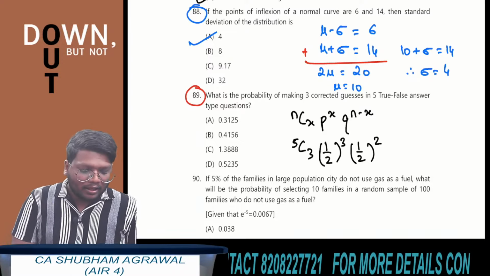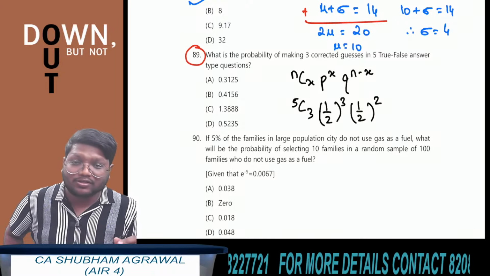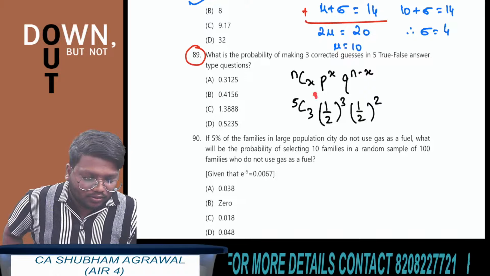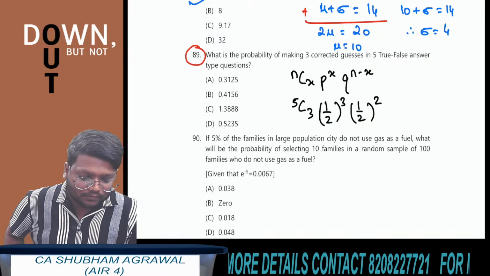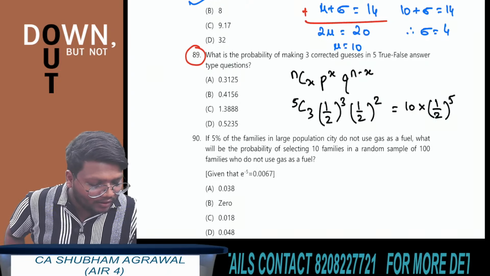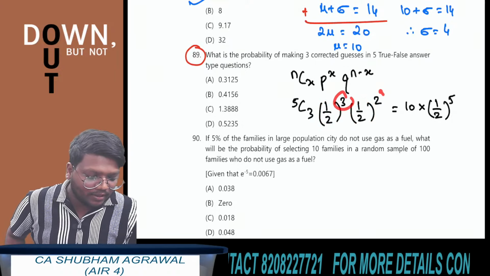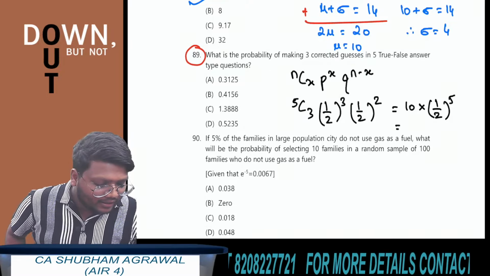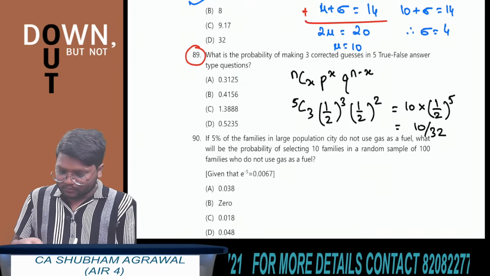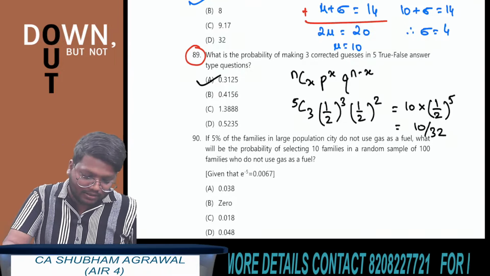Okay. Now find the value of 5C3. 5C3 is 10. You can easily find the value of 5C3 by using the formula of nCr: n factorial divided by r factorial multiplied by n minus r factorial. So you will find that the value of 5C3 is 10. I am writing here 10 multiplied by 1 by 2 to the power 5. You can see here that the base is the same and we are multiplying the terms, which means we have to add the powers. 3 plus 2 is 5. Now 10 divided by 2 to the power 5, which is 32, so 10 upon 32. What are you getting? 0.3125. Which option is correct? Option A is the correct answer. Okay.